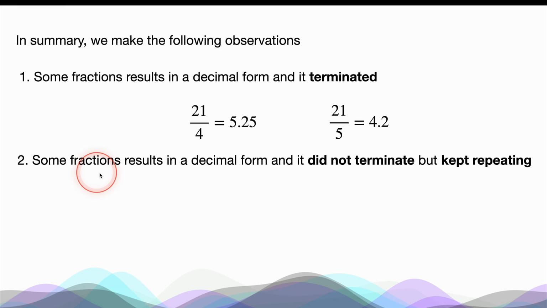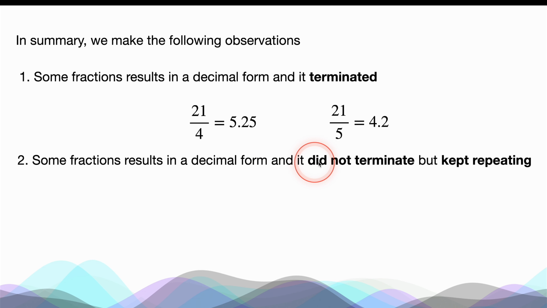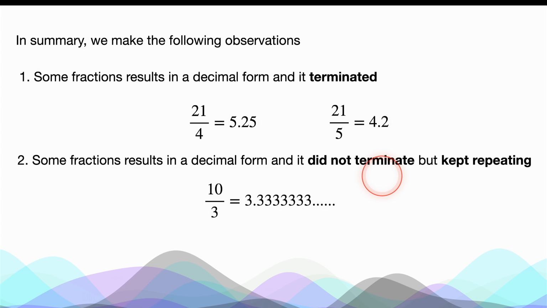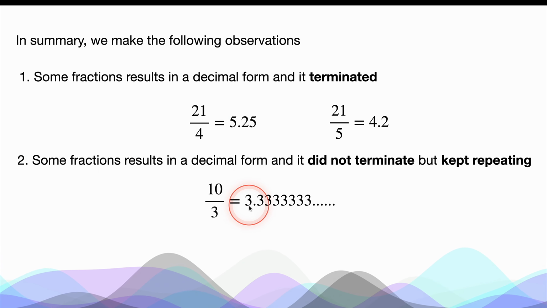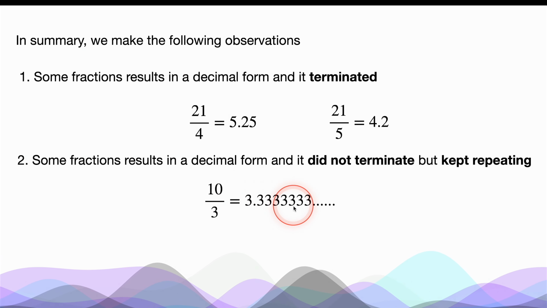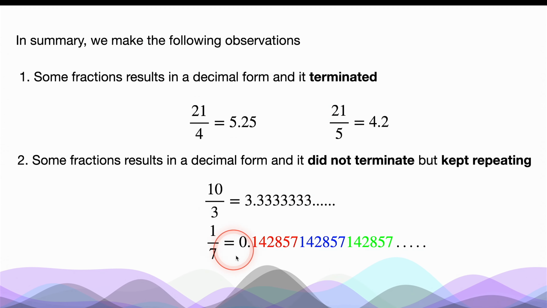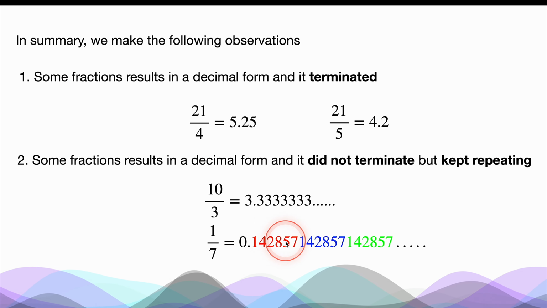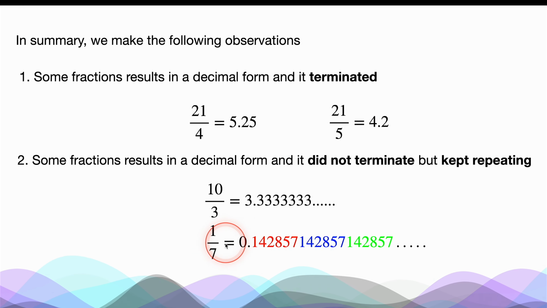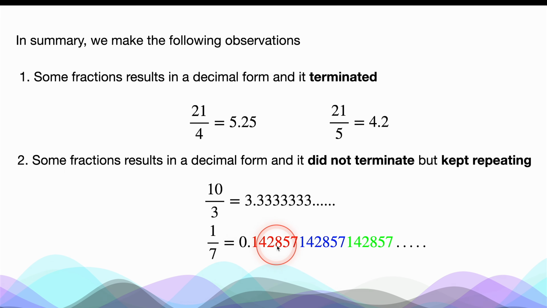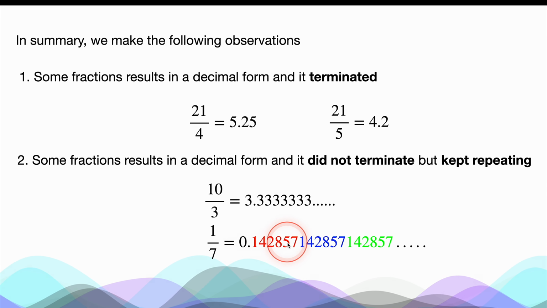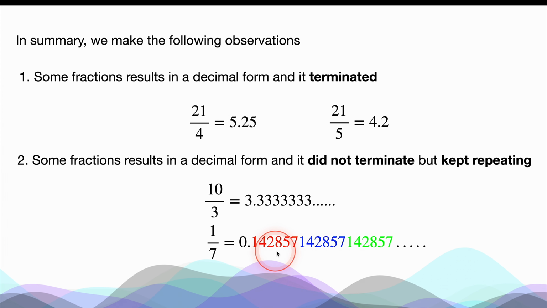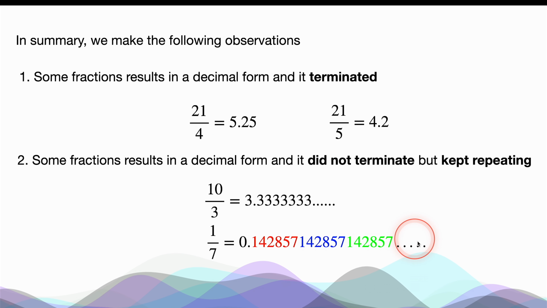And we saw that some fractions result in a decimal form and it did not terminate but kept repeating. This we saw for the example 10 by 3, where we got 3.3333 and it doesn't end. And we saw one more example, 1 by 7, where a block of numbers kept repeating itself: 0.142857, and this 142857 kept repeating. I'm just highlighting it with different colors, but it will go on forever.